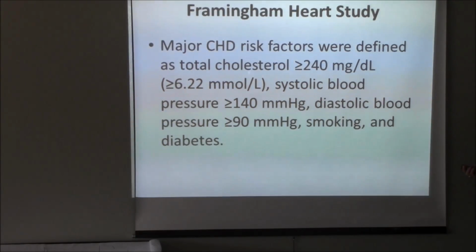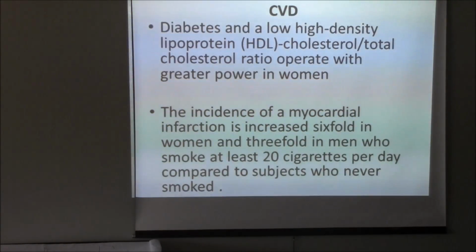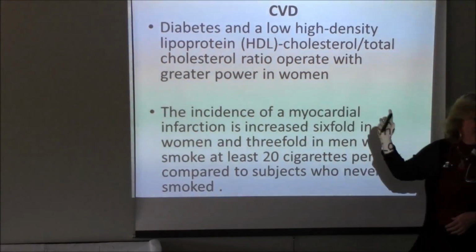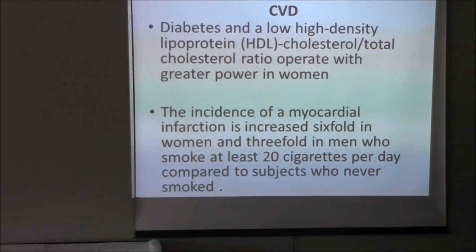No surprise, smoking is next, and diabetes. Cardiovascular risk factors promote cardiovascular disease, diabetes, and a high density lipoprotein. And this is actually a low HDL. You want it high. I always remember H is for high, L is for low. So you want your HDL, your good cholesterol, to be high, and your LDL, which is your bad cholesterol, to be low. So when you have a low high density lipoprotein, that's not good. If you're diabetic or your total cholesterol ratios are not in the range, that is a real problem.